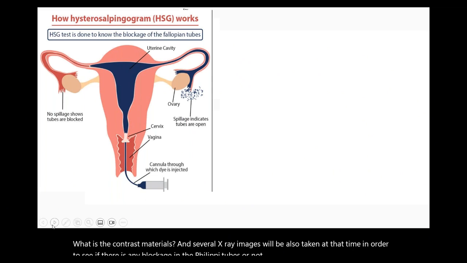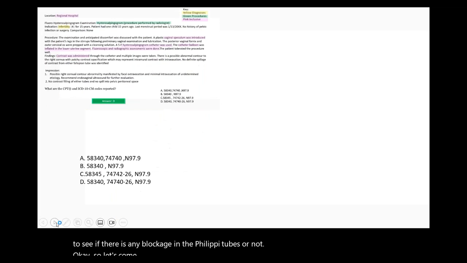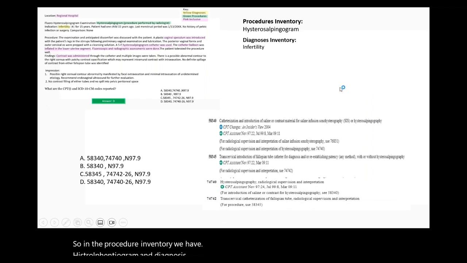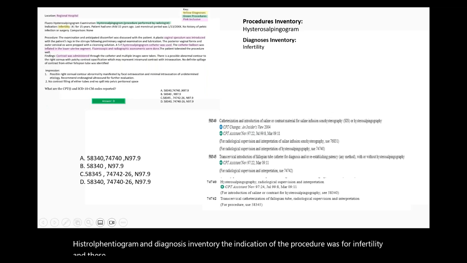Okay, so let's come back to our coding portion. In the procedure inventory, we have the hysterosalpingogram, and in the diagnosis inventory, the indication of the procedure was infertility. And these are our CPT codes.